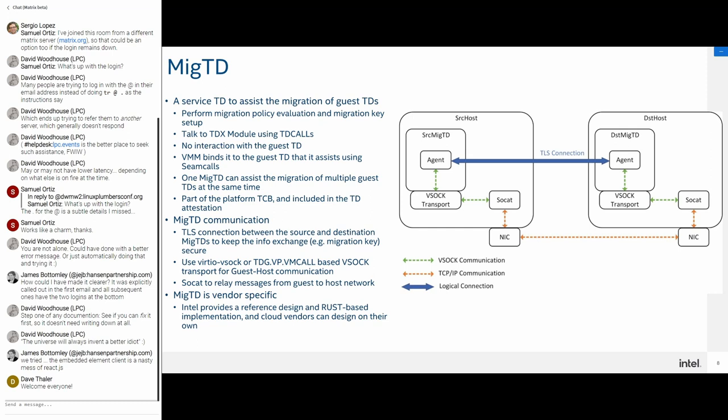The first one is it's mature. Virtio VSOCK is already in upstream for many years, and the design is mature. There are also some existing utilities, like in this picture, the socket here. This socket already supports AF_VSOCK, and it has been verified that it works with Virtio VSOCK. But the disadvantage is that Virtio VSOCK is KVM specific.